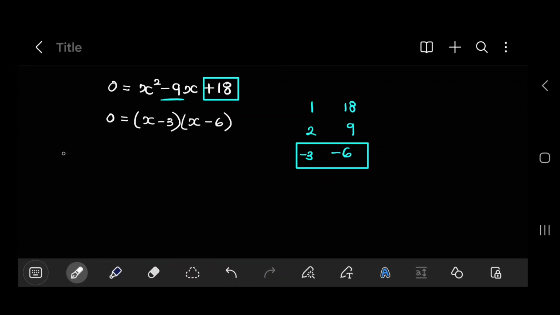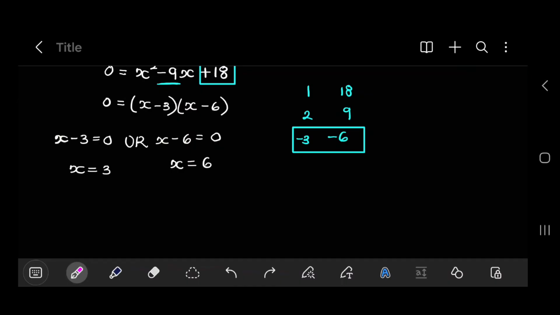Now to solve for each bracket, we are going to equate each bracket to 0. So x minus 3 is equal to 0, or x minus 6 is equal to 0. And we get x is equal to positive 3, or x is equal to positive 6.